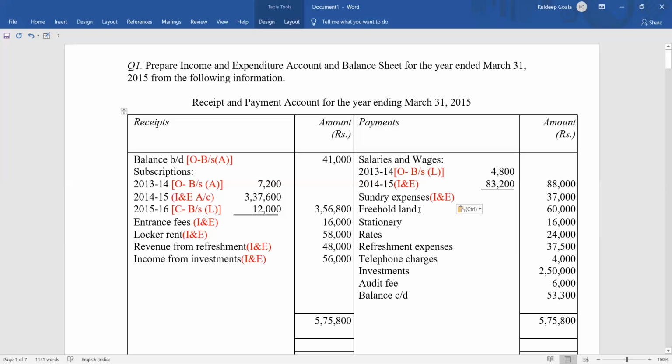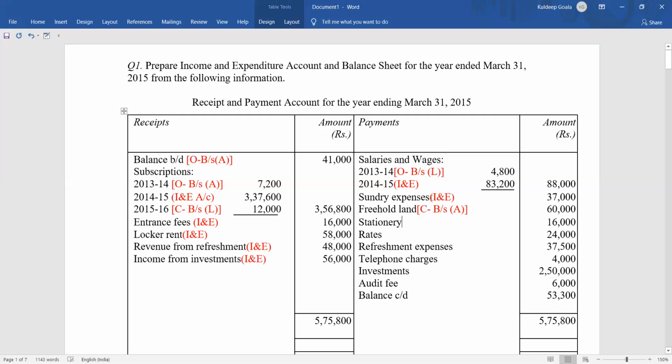Then freehold land. Freehold land refers to our property. It will come in the closing balance sheet asset side. Why closing balance sheet? Because it is an asset purchased in this year. How can we say? Because it is on the payment side. That means it is a transaction done in this year. That is why it will come in the closing balance sheet asset side. Okay, we have done the payment.